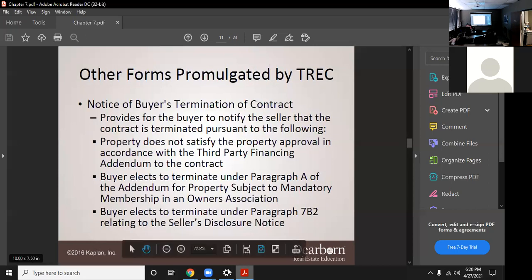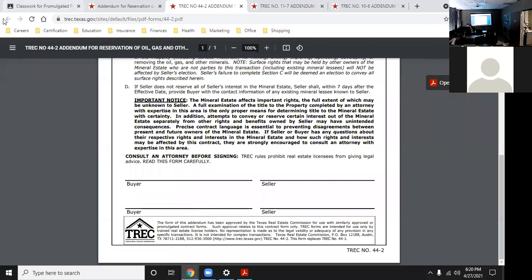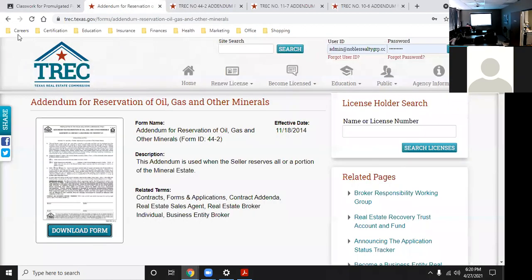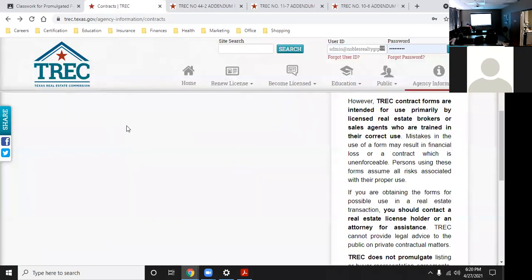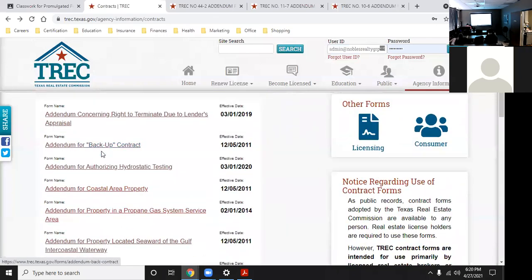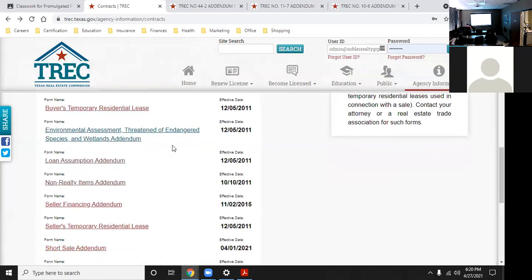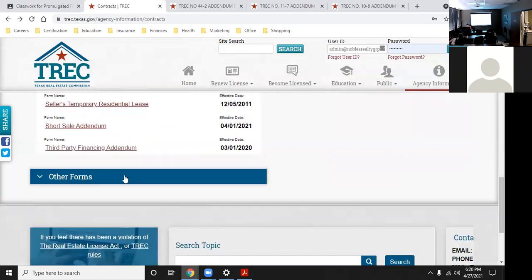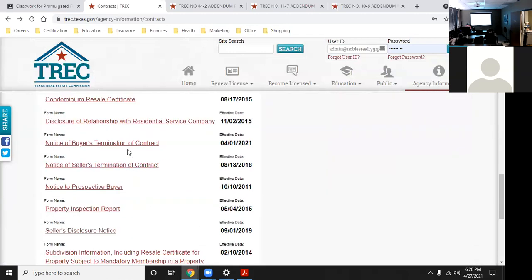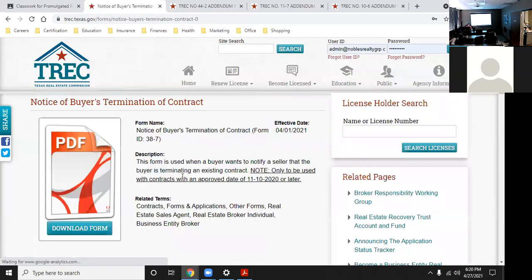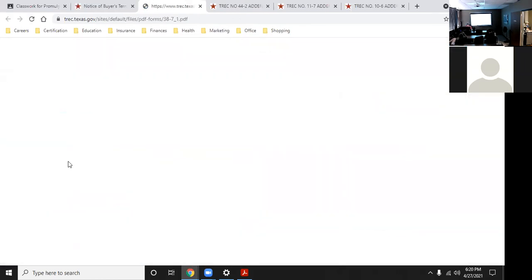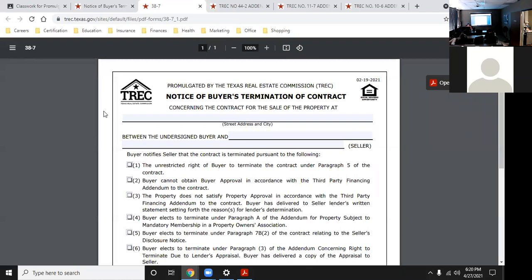Okay. Let me pull up that form. There we go. Notice of buyer's termination. So this is a form, again, you fill out. If you were ever going to terminate a contract, you will have to fill this form out and send it over.